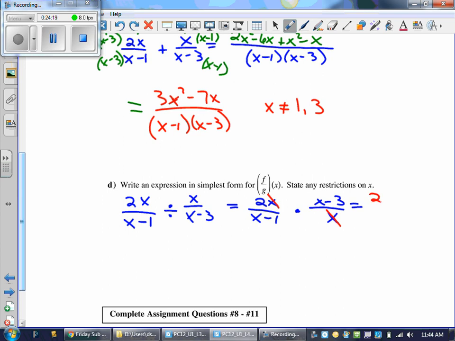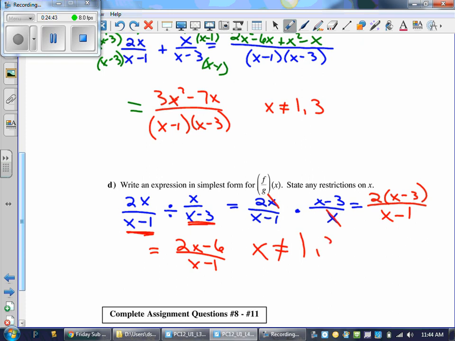And what I have left is 2 times x minus 3 on the top, and on the bottom all I have is x minus 1. You can leave it like that, or you can say that it's 2x minus 6. Either one is fine. X cannot equal... now, if you recall, when you divide fractions, obviously it can equal 1 from this first one, but also 3 from here. Don't forget the 0 from there. You have to have all three restrictions, because when you divide, you have to start with the original and then flip it over and take the non-permissible value from that as well. Okay.